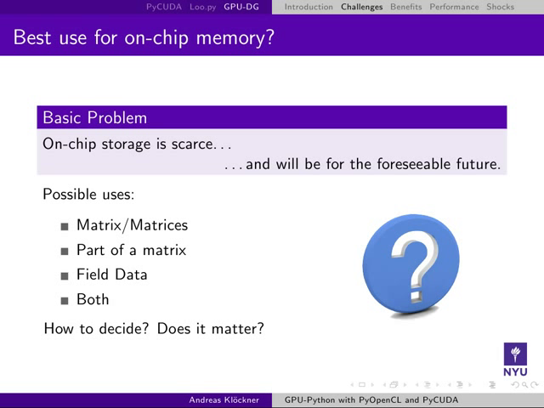It's a fact of life: on-chip storage is scarce, and it will be for the foreseeable future at least. We could try and put chunks of both parts of our operating data into on-chip memory, or we could try one part, or we could try another part. How do we decide that question without good heuristics? Not entirely clear to me. I won't answer it right now.